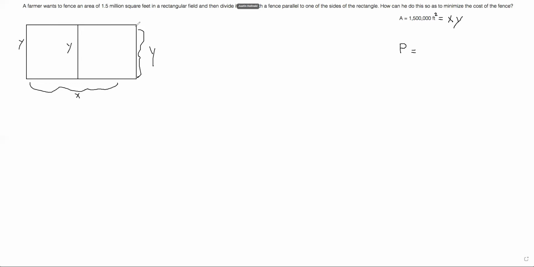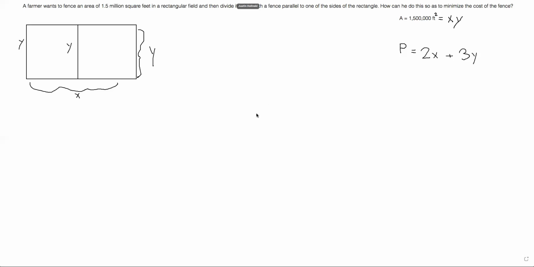We have 1 length of x on top, and we have 1 length of x on the bottom. So we have 2x plus 3y as our expression for perimeter, plus the thing in the middle, the extra piece of fence in the middle. So 2x plus 3y.